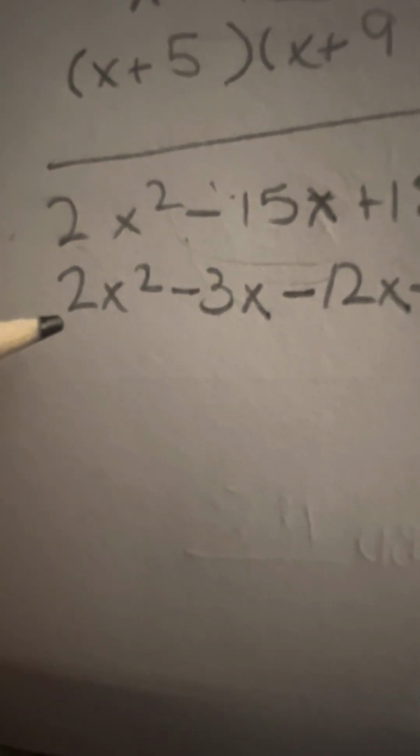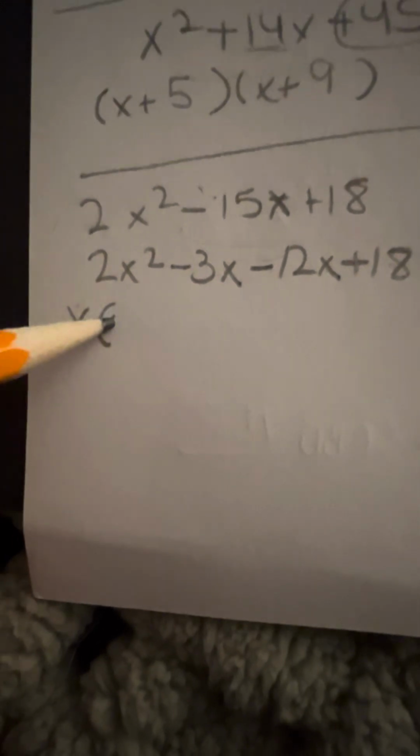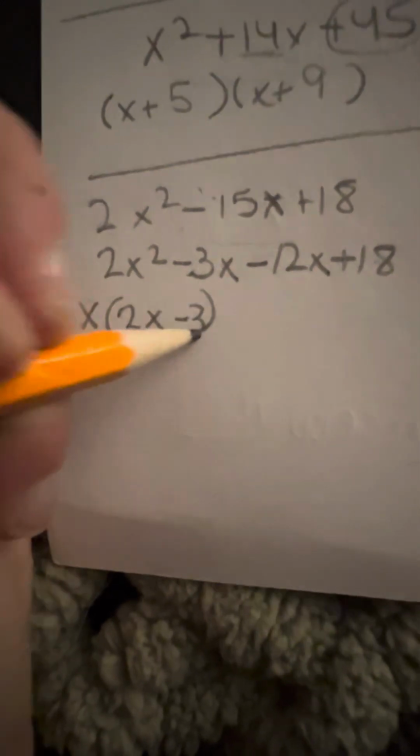So now I'm going to take a look at these first two terms here, and just those first two terms, and factor out what I can. They both have an x in common, so I'm going to pull the x out, and then see x times what gives me x squared. That would be 2x. x times what gives me negative 3x? That would be a minus 3 here.